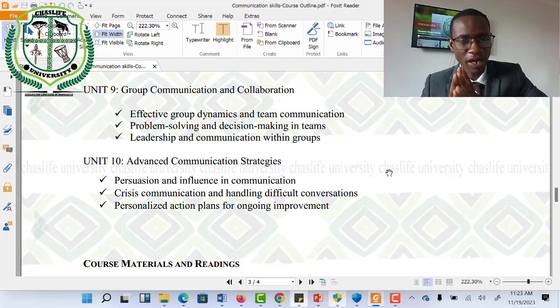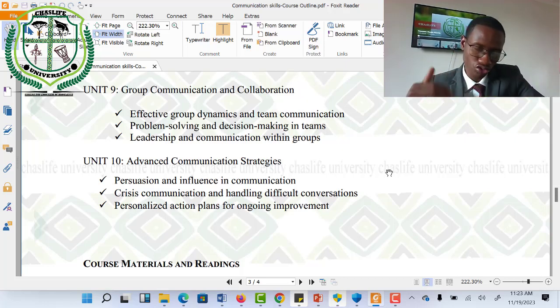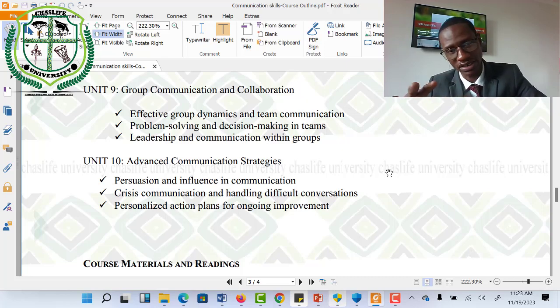The last part is advanced communication strategies. Of course, time allowing, we're going to look at persuasion and influence in communication. How do you put all the influence to you? Okay. Part B, we're going to look at crisis communication and handling difficult conversations. Then, of course, we're going to look at personalized action plans for ongoing improvement. So how then do you personalize action plans to improve yourself in the issues of communication?